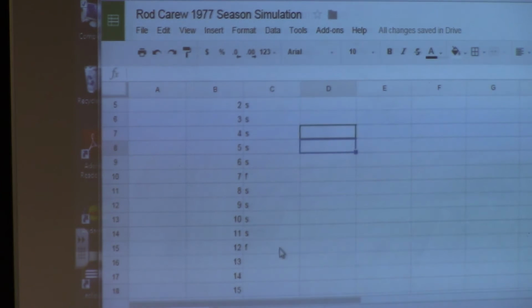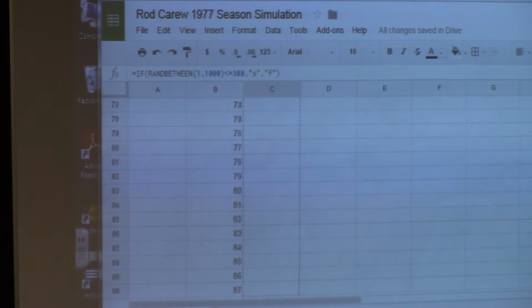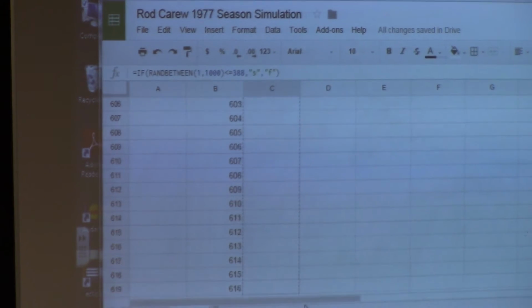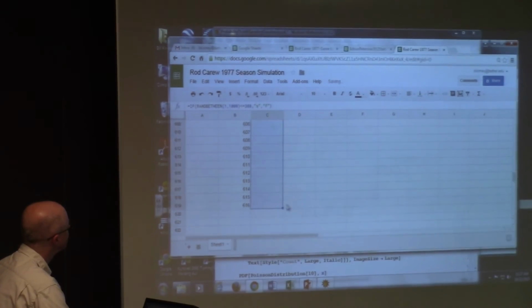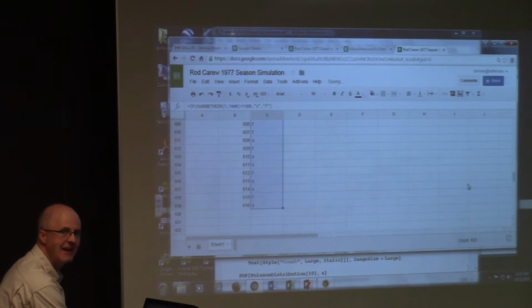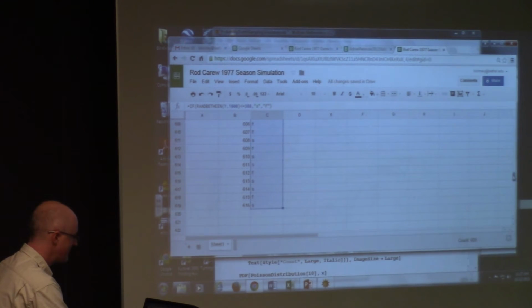Do this over and over again, 616 times. It's easy to shoot too far and then you come back the other way and you miss it. So don't go too fast here. Slow down as we approach 616. Okay, there's a simulated 1977 season.